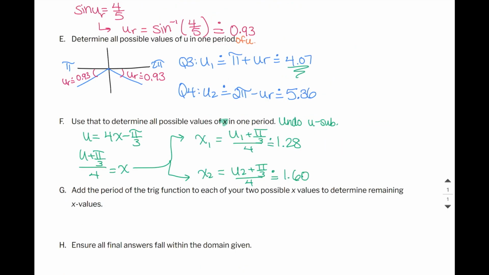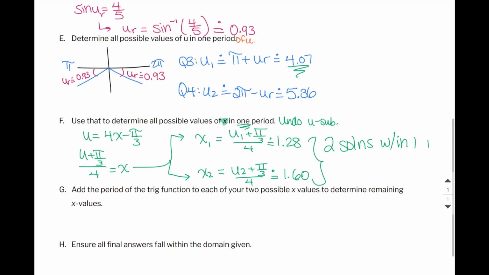But this is how many answers we have within one period, right? So we have 2 solutions within one period. We also have 4 periods. So therefore, we're going to have 8 solutions. Right now, the only solutions that we have are 1.28 and 1.60.